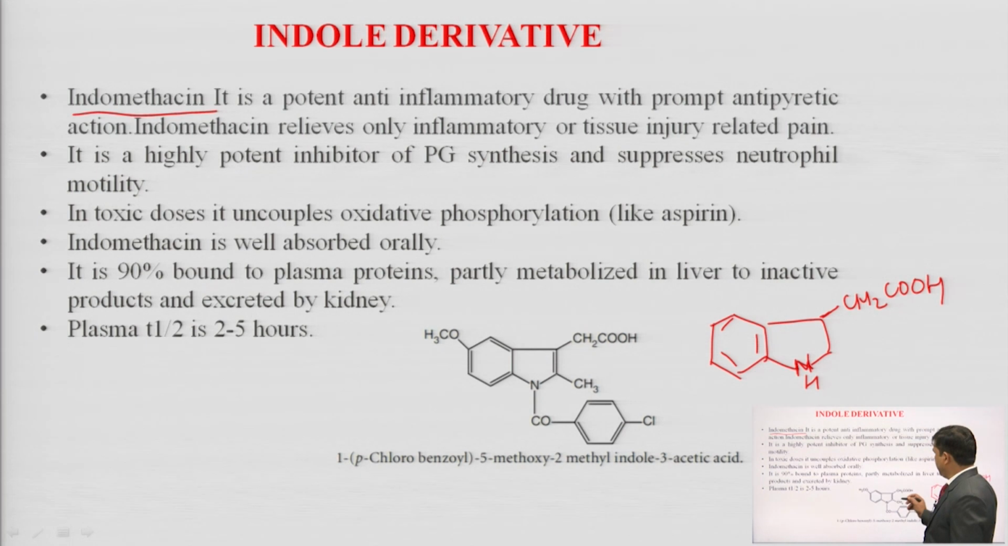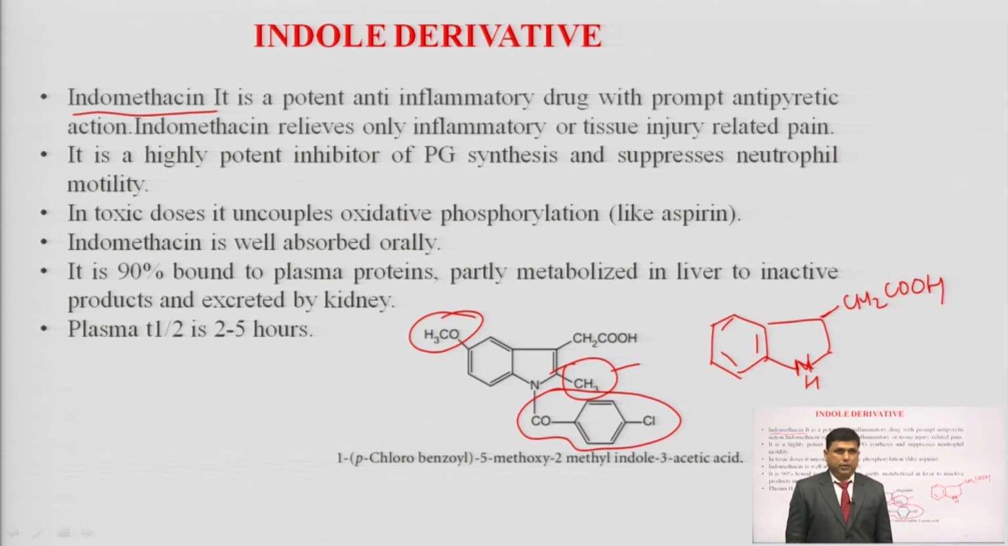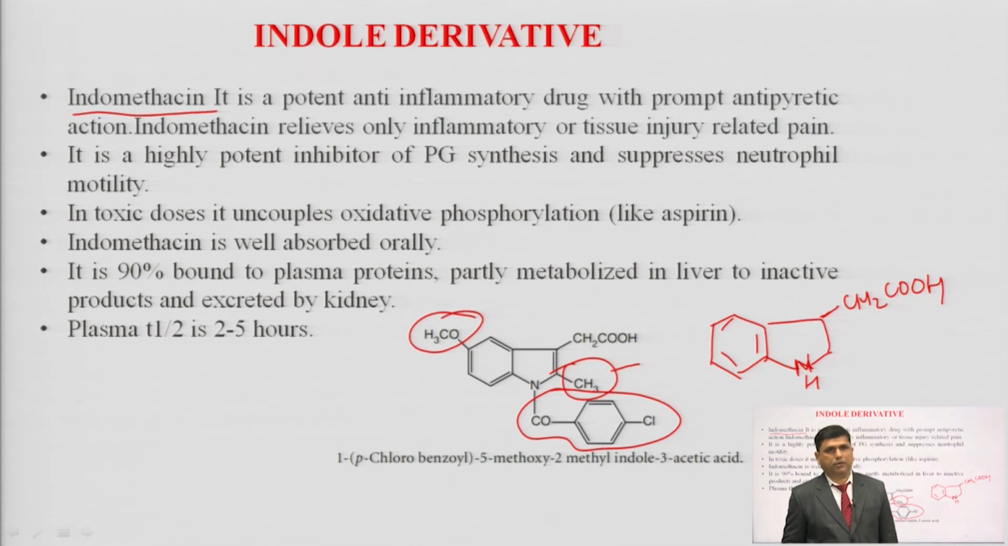Here I am talking about the chemistry part of these indole derivatives. The NH is substituted with a para-chlorophenyl carbonyl group. There is one methoxy group at the 6th position and one methyl group at the 2nd position of this indole nucleus. Regarding toxicity, it uncouples oxidative phosphorylation like aspirin. It is well absorbed, 90% plasma protein bound, partly metabolized in the liver to inactive products and excreted by the kidney.